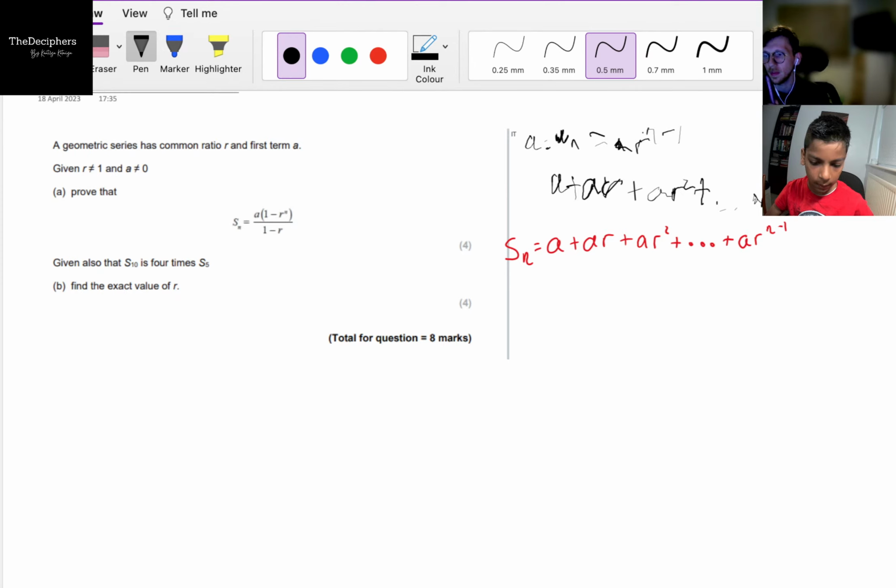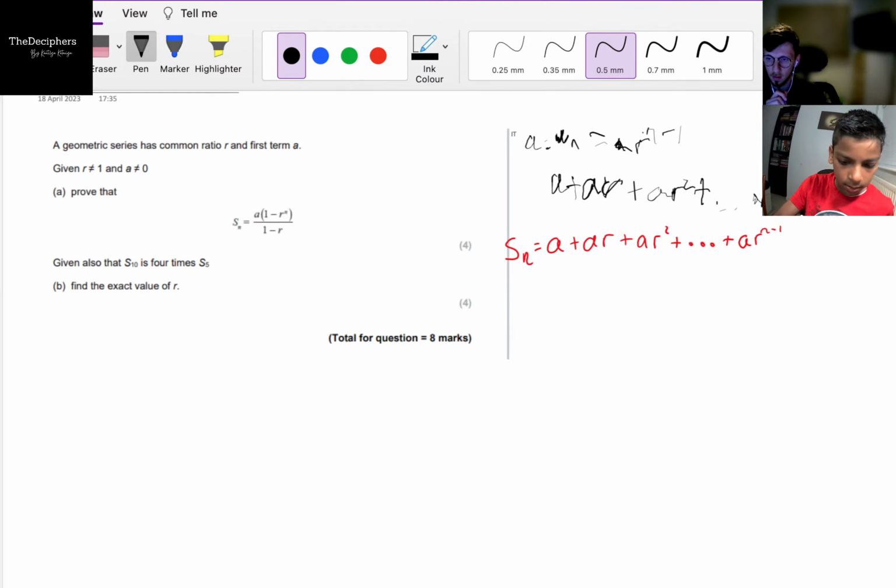So there's a trick with the arithmetic one, and there's a trick with the geometric one. You need to know both of them because you could be asked to prove either result in your exams. This is a past exam question where you need to prove this result. So what you need to do with the trick for this one is to multiply everything by r.